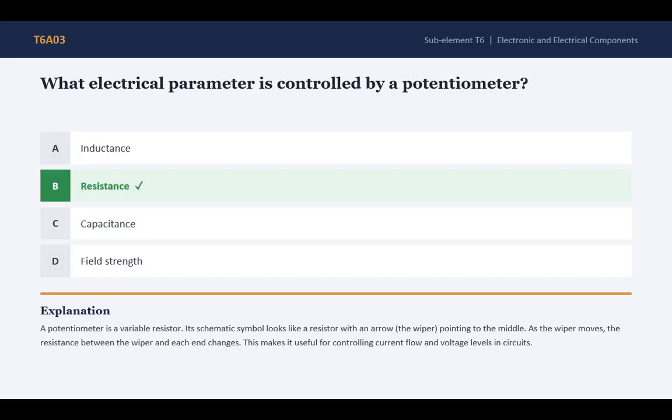What electrical parameter is controlled by a potentiometer? B. Resistance. A potentiometer is a variable resistor. Its schematic symbol looks like a resistor with an arrow, the wiper, pointing to the middle. As the wiper moves, the resistance between the wiper and each end changes. This makes it useful for controlling current flow and voltage levels in circuits.